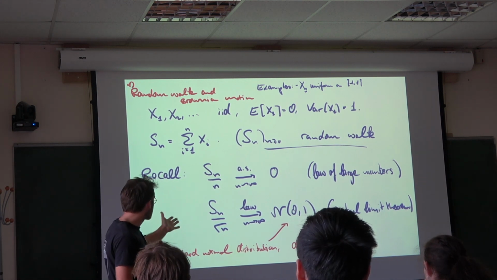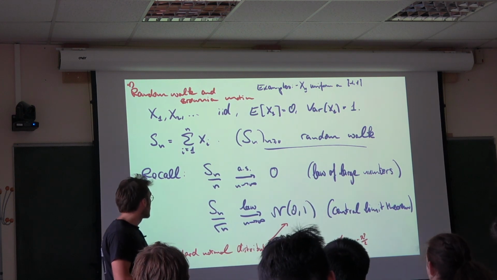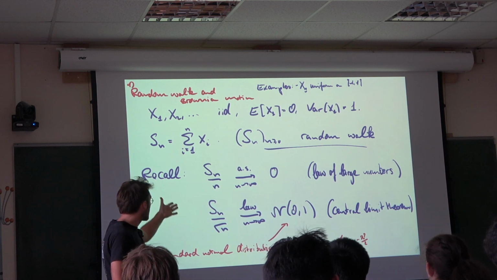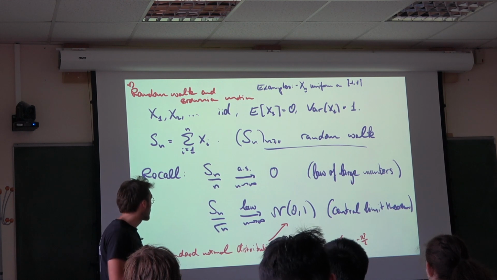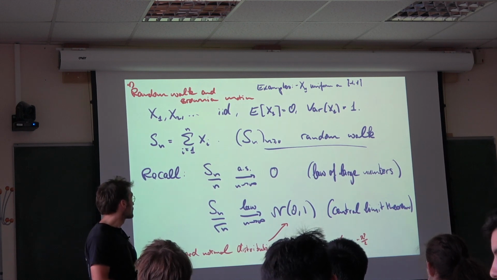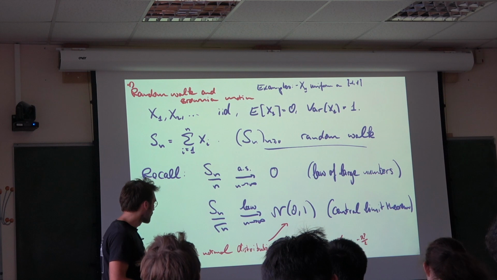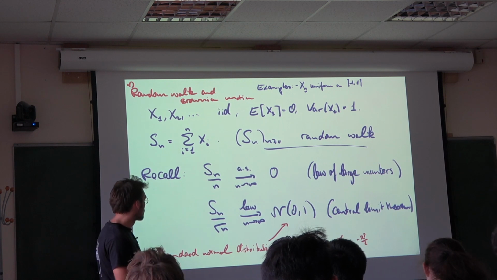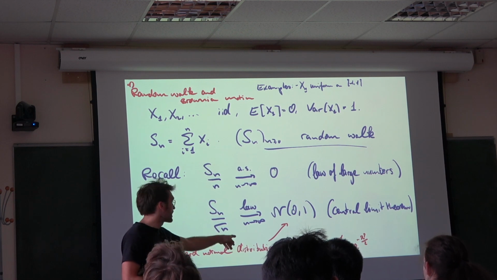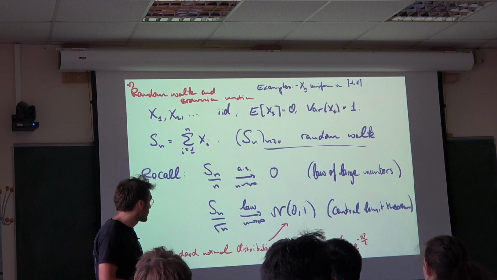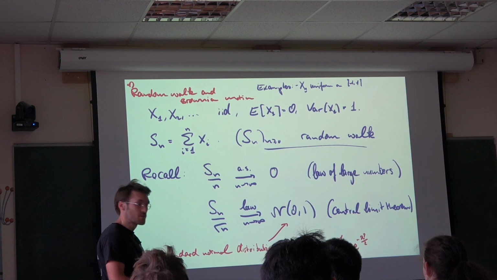In law means the law of Sn, so you can capture it, for example, with the cumulative distribution function. The probability that Sn divided by square root of n is less than or equal to x, for some fixed value x, converges to the probability that the standard Gaussian random variable is less than or equal to x. And standard Gaussian means that it's a random variable on the real line which has a density of 1 over square root of 2 pi, e to the minus x squared over 2, the famous Gaussian bell shape.